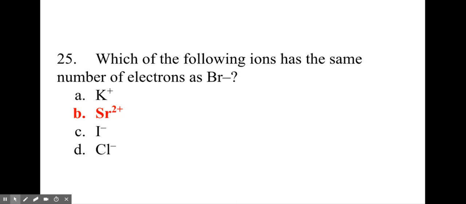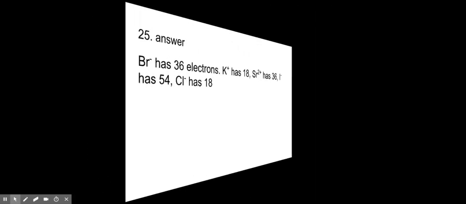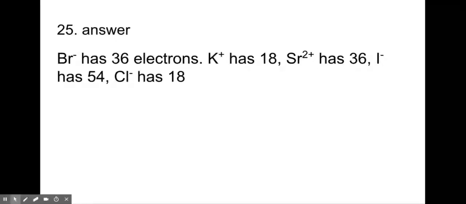25. Which of the following ions has the same number of electrons as the bromide ion? Well, I need to look and see how many does bromide have. So bromide, originally bromine has 35 electrons, but since this is an anion, we add an electron to make 36. And so I've calculated based on the total number of electrons of a neutral atom, and then either subtracting or adding electrons to that to create these ions. We can see that the only one with 36 is the strontium ion.